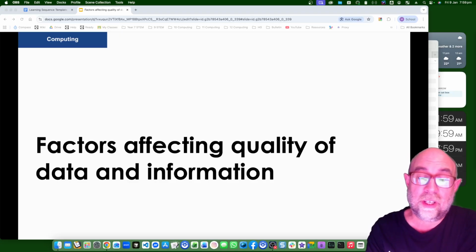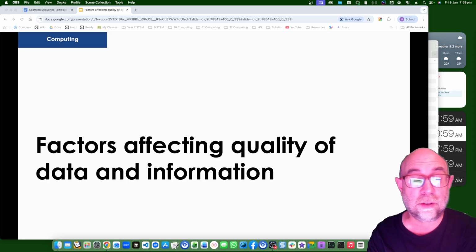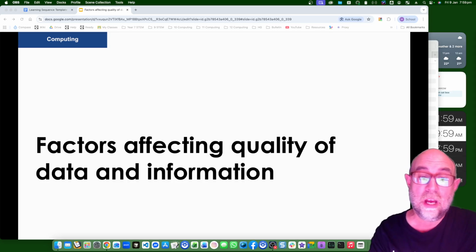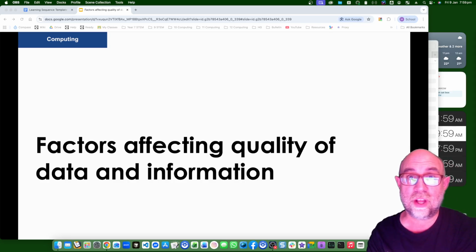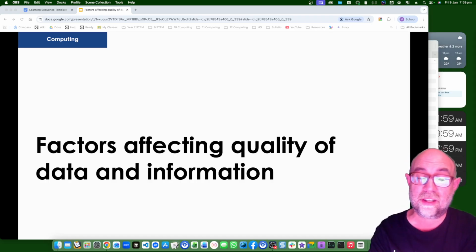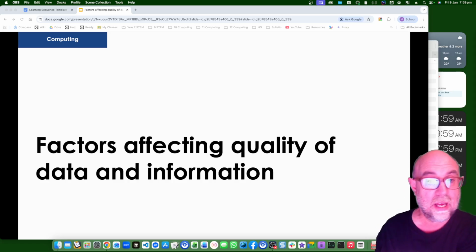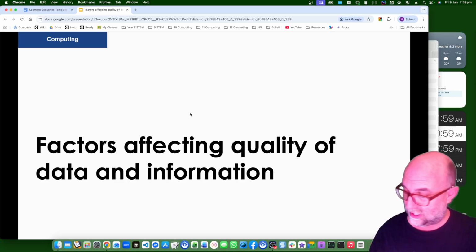The intended audience for this presentation is VCE Computing students in Units 1 and 2, and this is how it appears on the study design there, but it would also fall under the category of data integrity for Units 3 and 4 software development. Let's have a look at our first slide.